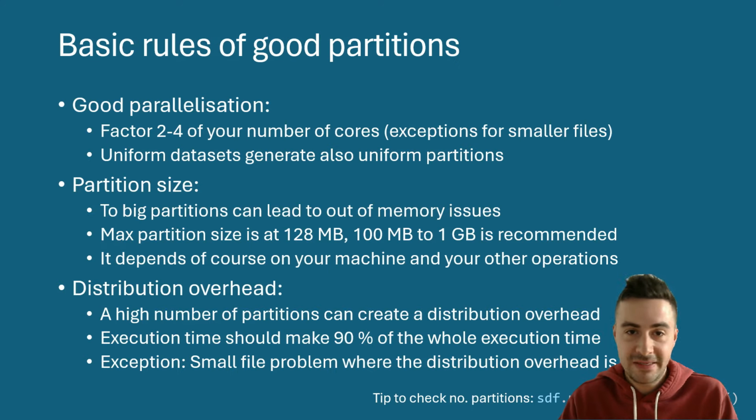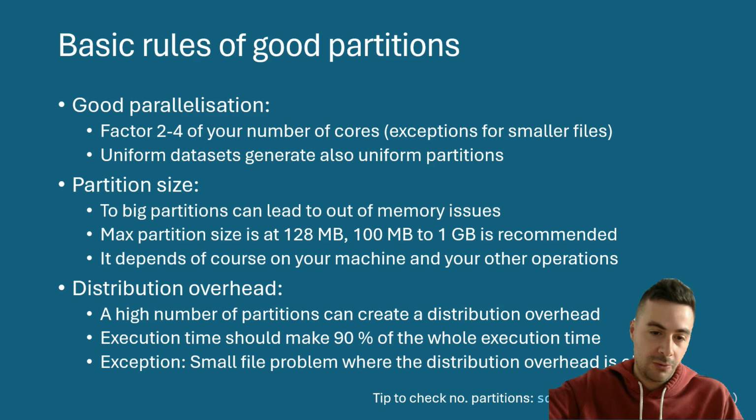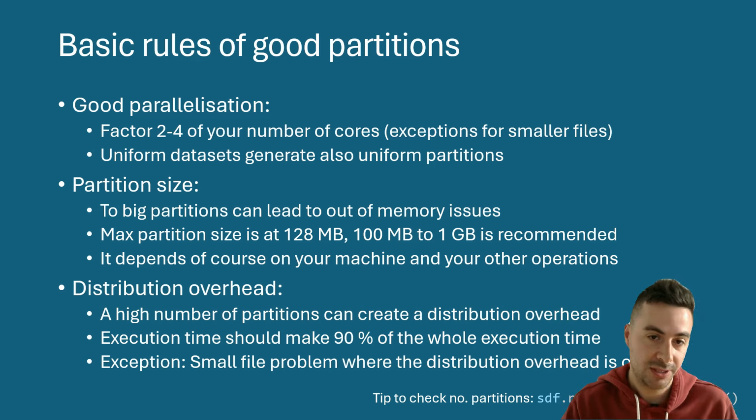So that means we have some basic rules of good partitioning. First of all, we want good parallelization. Usually people recommend a factor of 2 to 4 of your number of cores, with the exception of many smaller files. If you have a few small files, like 4 megabyte files, you might be fine with a factor of 1 also. As we saw before, if you have a lot of small files, a small file problem, you might even want to go with the openCostInBytes parameter to a very high number of partitions.